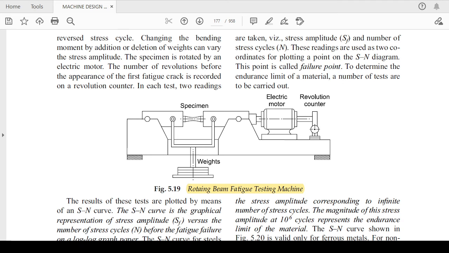This is all, and the reference is from the BB Bhandari book of machine design.